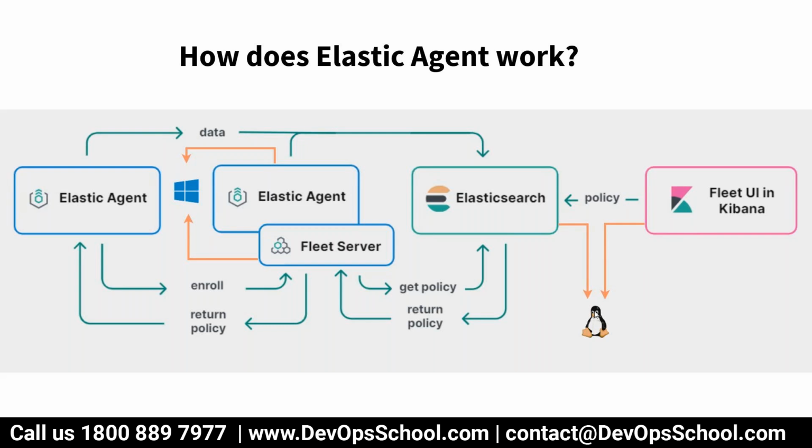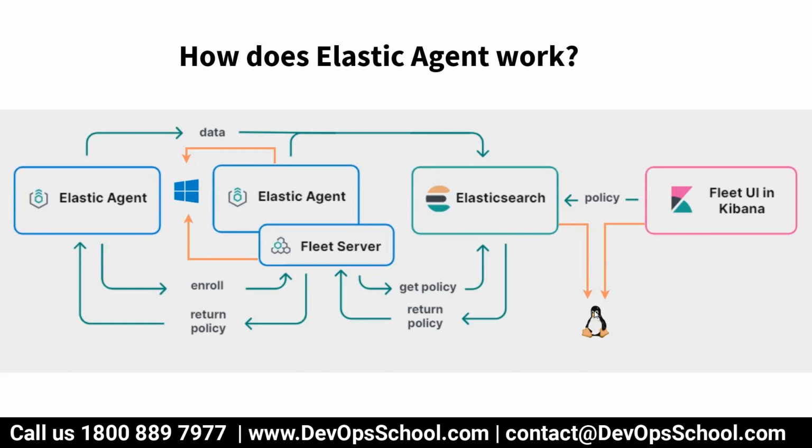Now, in real time, what will happen? For Elastic Agent, you have one configuration file. I'll show you that during the demo. Each Elastic Agent has a configuration file. This configuration file, typically in Elastic, we call it a policy file. Policy file. Okay.